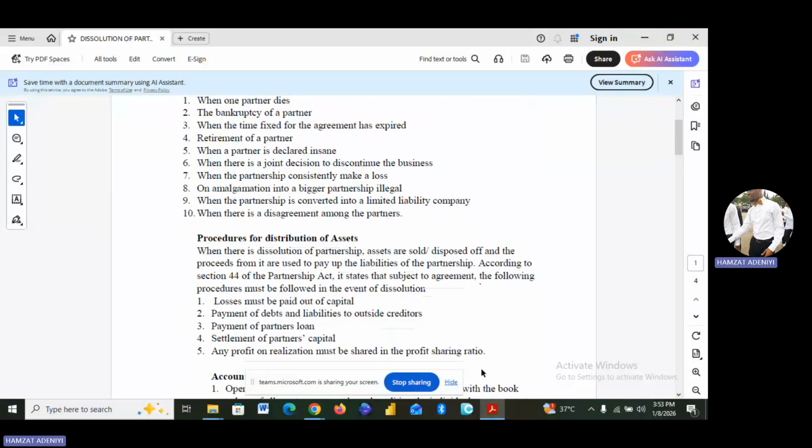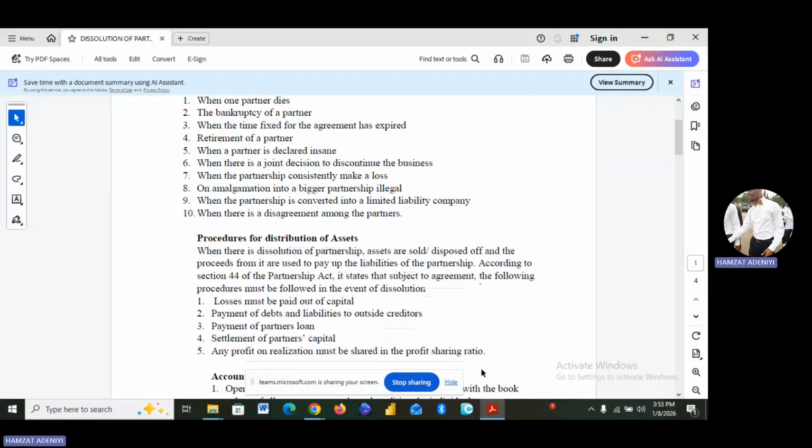What this simply means is that whatever proceeds of assets or sale of assets you must pay all the creditors before you can share anything among the partners. So payment of partners' loan: if there is a partner that's giving the business a loan, you must settle the partner. Settlement of partners' capital also, and any profit on realization must be shared in the profit sharing ratio. All these are sequential.